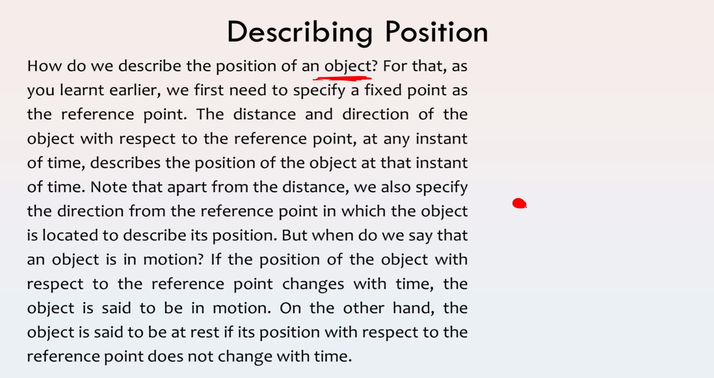This is our reference point. It can go here, here, or even in the z-axis here. For that, as you learned earlier, we first need to specify a fixed point, and we're going to call this fixed point the reference point. So we need the distance and direction of the object with respect to the reference point. Let us first draw our line, and this is our reference point.